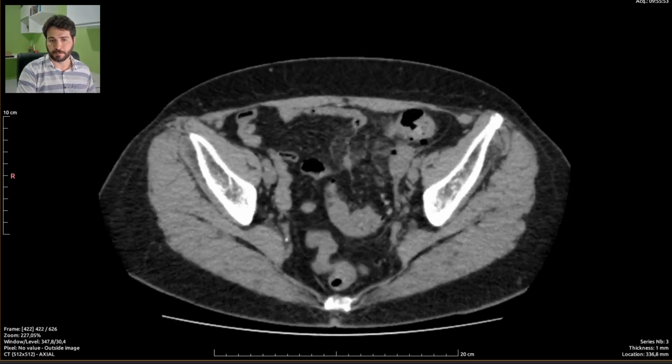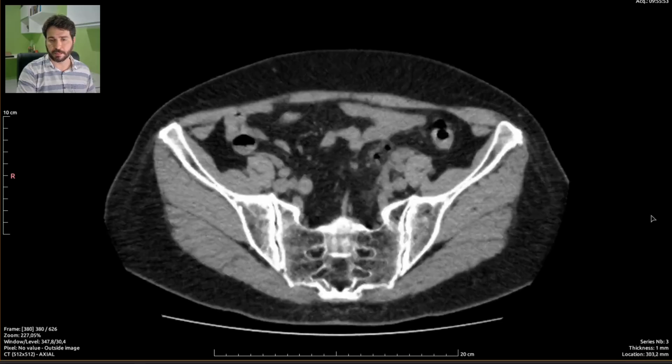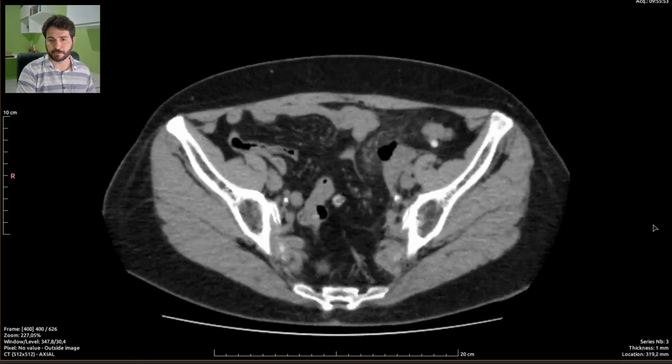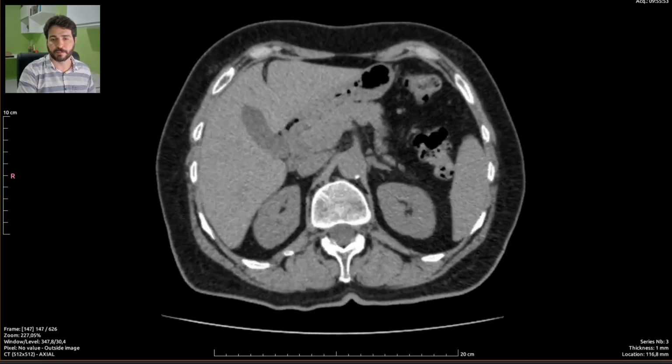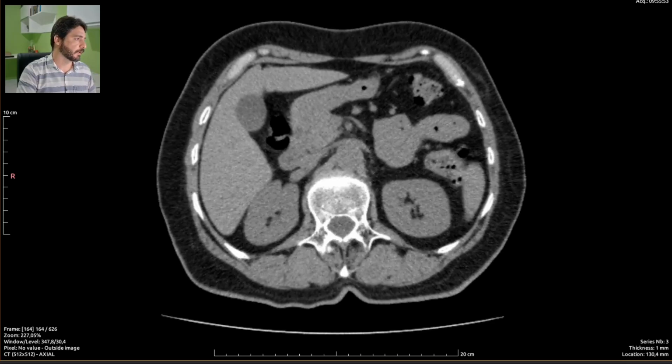And yep, no ascites or free intracavitary fluid, which is okay. No kidney cysts. Gallbladder is fine. And this is it. Just the left iliac fossa.